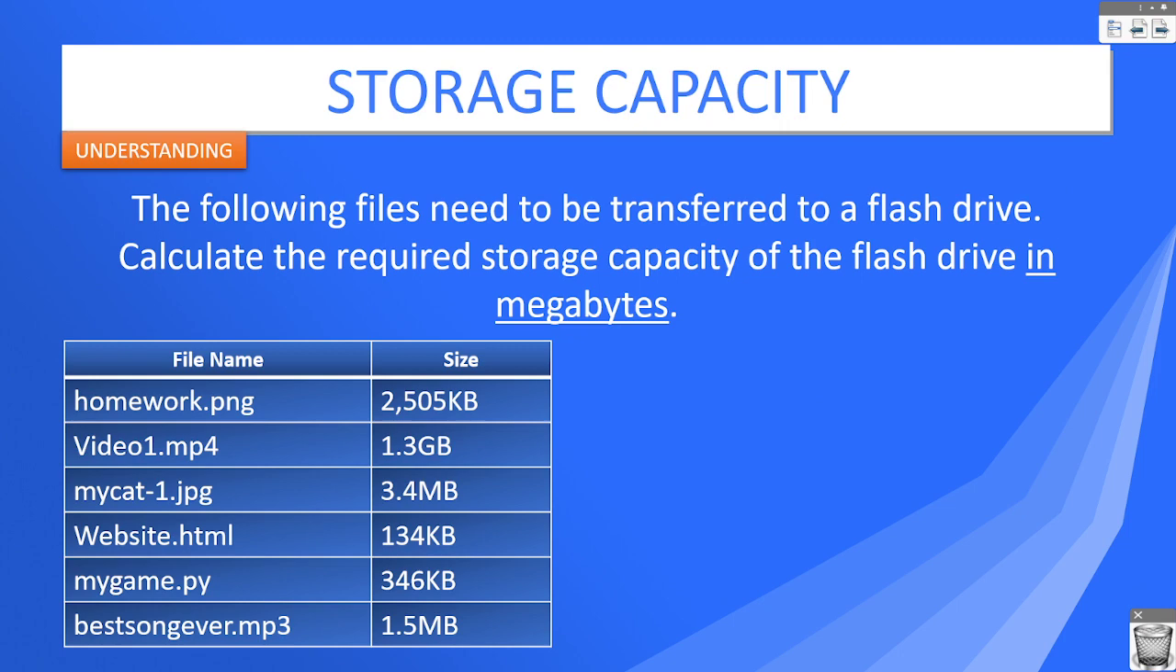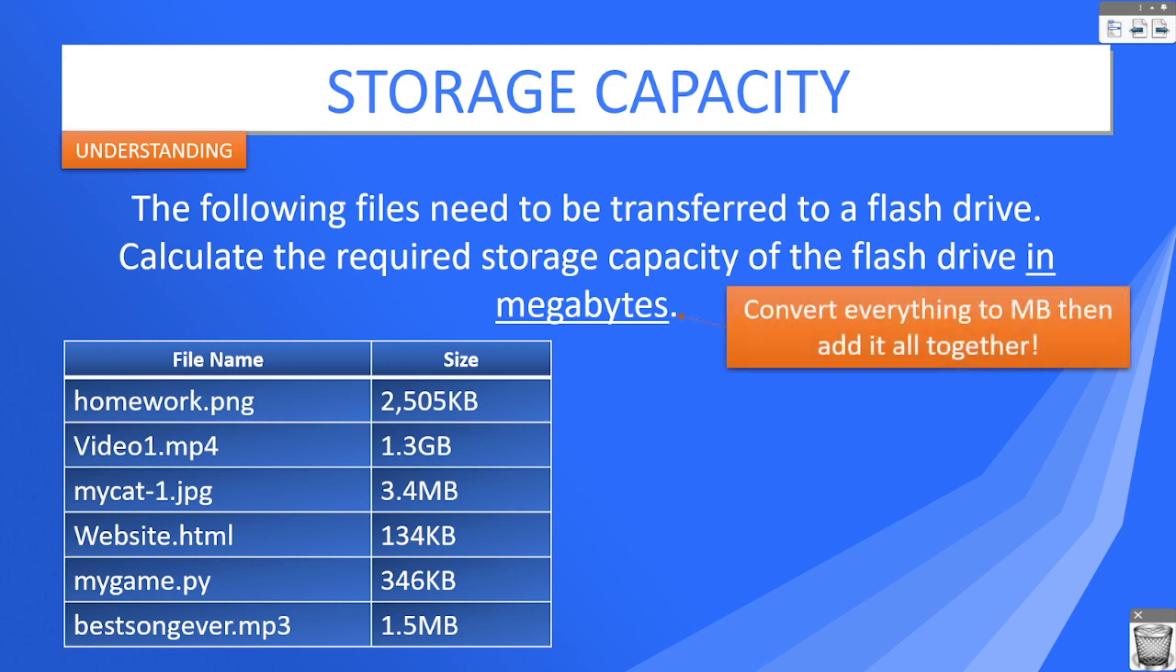You may also be asked about simple file capacities based on files and how that might be stored on a flash drive. So you could be asked to convert different file sizes of different files. So for example, you have homework.png, video1.mp4, mycat-1. Then you get the idea. How many megabytes are they?